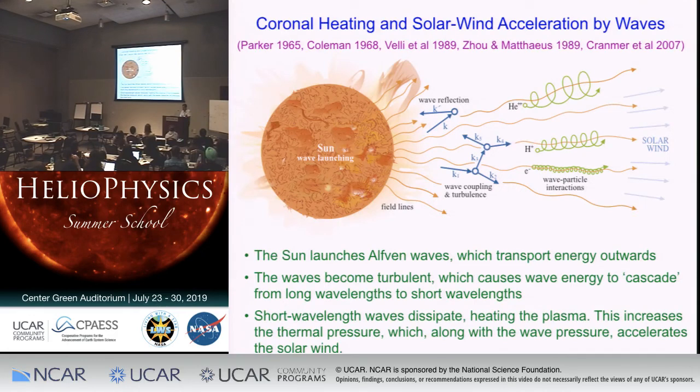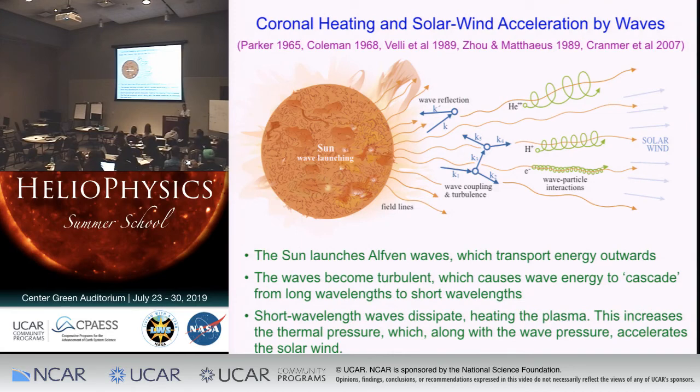I showed you this before. Three-stage process for launching the solar wind via Alfvén wave turbulence. Stage one, the sun launches Alfvén waves. Think convective motions shaking field lines. It also could be magnetic reconnection, for those of you who are familiar with reconnection. Reconnection can launch waves as well.